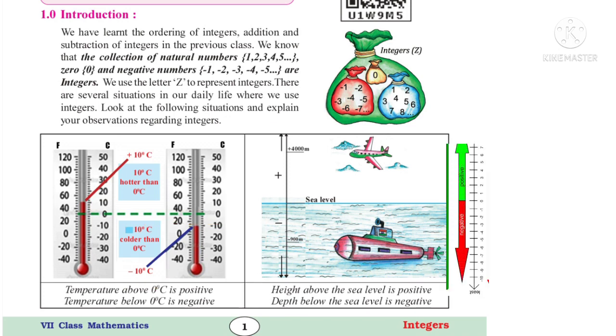Now observe the second picture and see the arrow mark; it indicates 0, that is, sea level is at 0. Above sea level, an aeroplane is flying at a height of plus 4000 meters. It is shown in green color, so it is positive. Now observe a submarine traveling below the sea. It indicates a negative direction, so minus 900 meters.